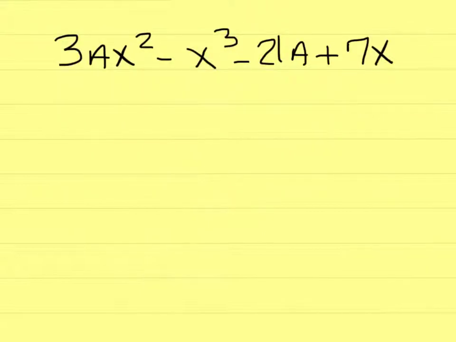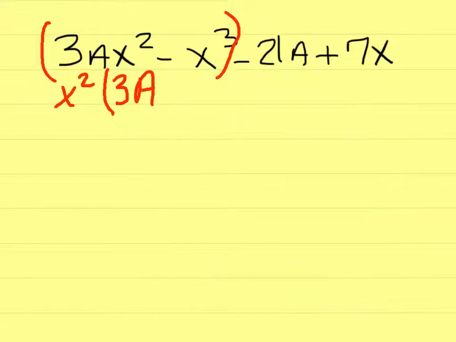Now we have 3ax squared minus x cubed minus 21a plus 7x. If we group the first two, we have 3ax squared minus x cubed. What can be taken out of both of those? X squared, good. What's left? 3a, minus what? X. Good.